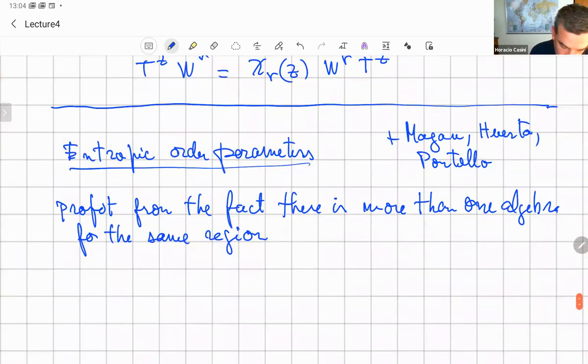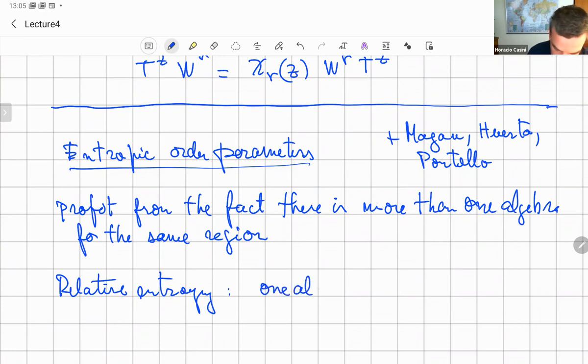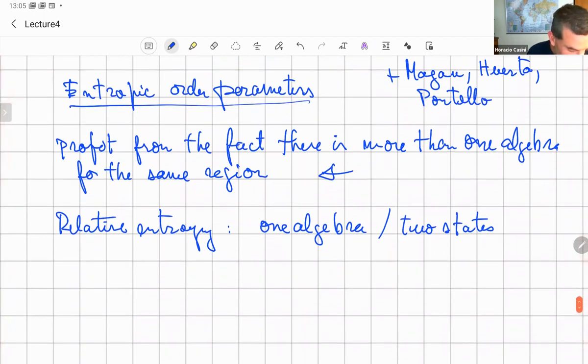And one natural quantity one would like to use is the relative entropy, because it's well defined, it hasn't got any divergences or problems. But the relative entropy depends on one algebra and two states. And here we have two algebras, for example, and one state. So we have to fix that. For that, I'm introducing what is called conditional expectation.